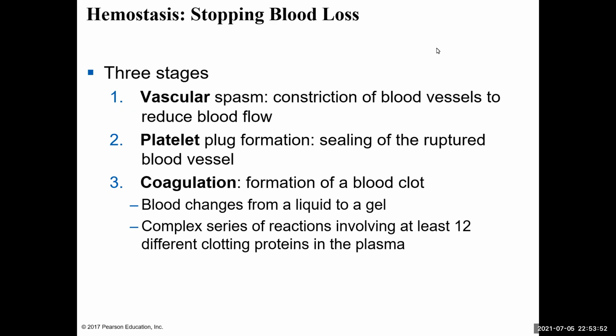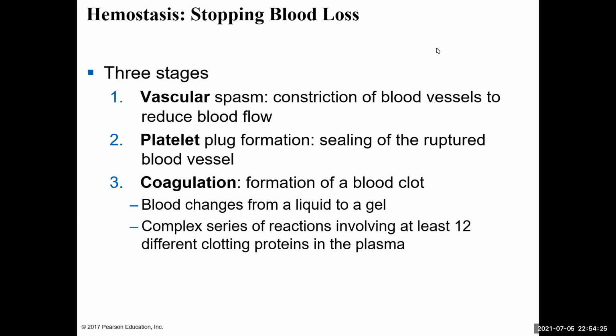hemostasis. We'll talk about how blood clotting happens and how our bodies try to prevent a lot of blood loss through that hemostasis process. And then we'll talk about blood types in this module, and then we'll have a third video where we discuss the diseases that can affect our blood. Okay, so first we're going to look at how our bodies stop blood loss.